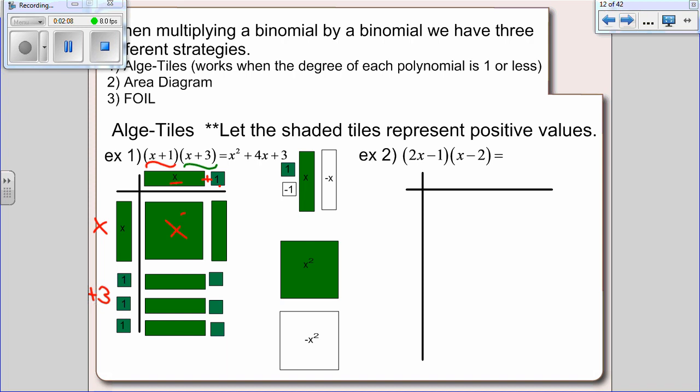Algebra tiles are good for basic questions. They don't work for x squared times x cubed because we don't have an algebra tile to represent x to the power 5. There's a limitation to algebra tiles, which is why you won't be tested on it. Also, it's time consuming to draw all these out. But it is good for some people just to see the representation of what I'm saying.